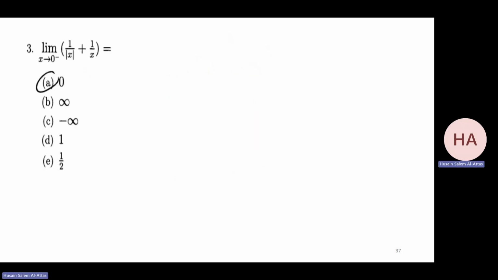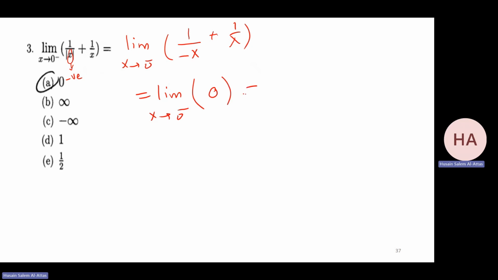I hope it's clear. Same idea. First, I will check the things inside the absolute value. As this goes to 0 from the left, that will be negative. So to get rid of the absolute value, I will take 1 over minus x, take it away as minus x, plus 1 over x. Now, before I do the limit, I need to simplify the things inside. It will be minus 1 over x plus 1 over x, which is 0. So the limit is 0. That's the answer.